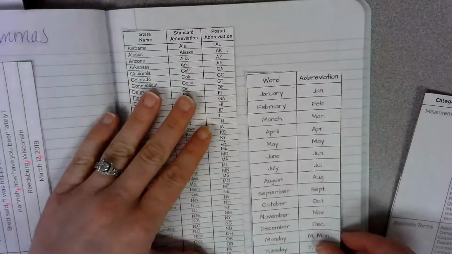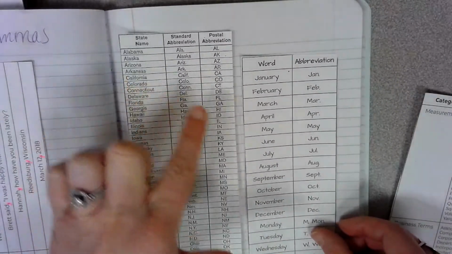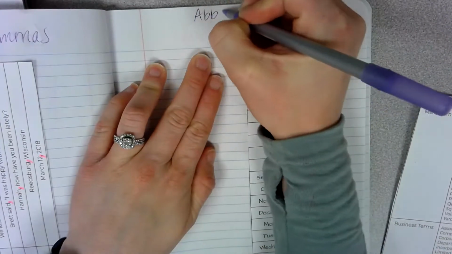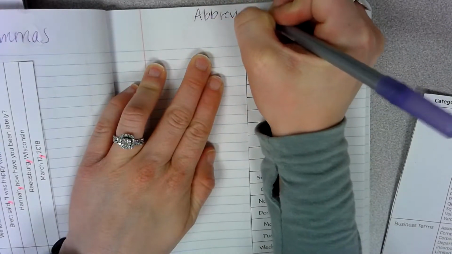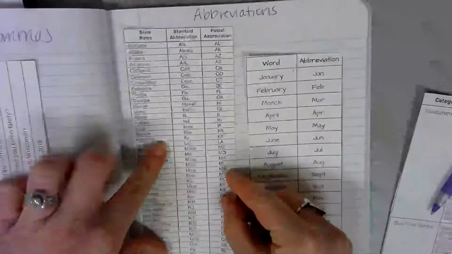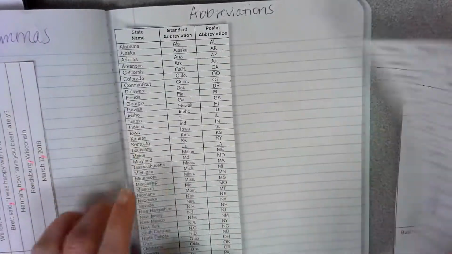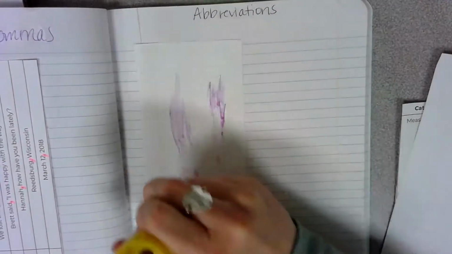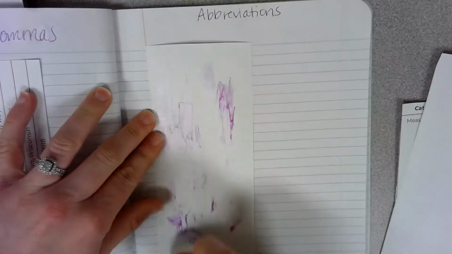We are going to put the 2 skinny ones, so the states and then the months of the year, on the same page as each other. And we're going to put abbreviations as the title. And notice how I'm going to have to write my title kind of small up at the top so that my states chart doesn't cover it. And I'm going to glue the whole back side down. So go ahead and put these 2 on a page together.